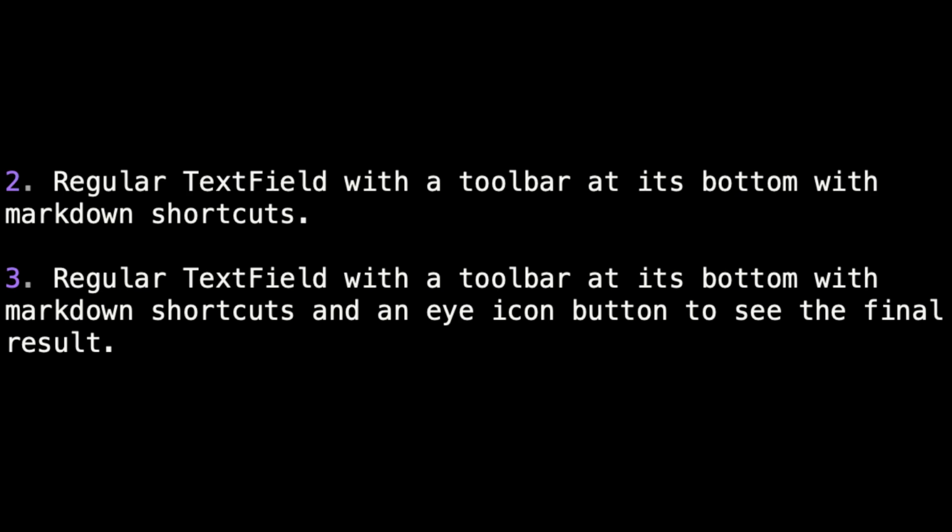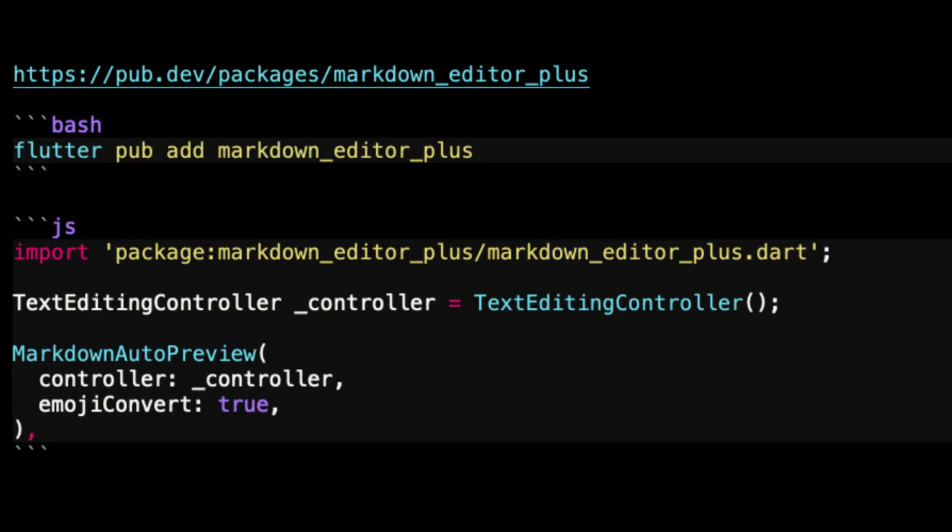Next, we are going to see the other text field approach, but that includes the eye icon button to see a quick preview of the Markdown text with the corresponding styles. For that, we install the Markdown Editor Plus package. It's possible to customize the toolbar colors. And this is the entire code.